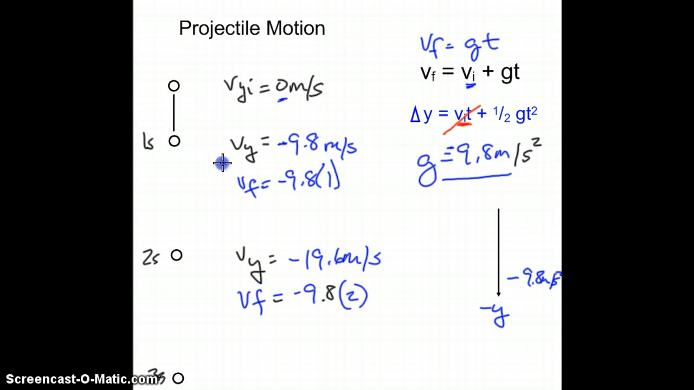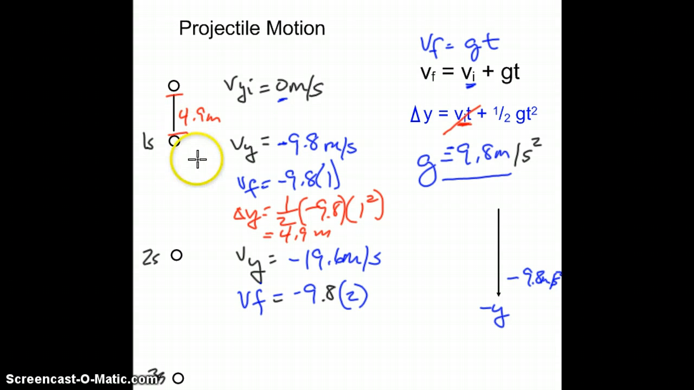So after 1 second, how far has it fallen? So my change in y is equal to 1/2 times negative 9.8 times 1 squared. Of course, we know that answer is 4.9 meters. So the distance it has fallen from this point to this point is 4.9 meters. So how far has it fallen after 2 seconds? And we are not calculating the distance between here and here. We are calculating it from here to here. So we're coming all the way down. We're starting at 0. We're coming all the way down to this point.